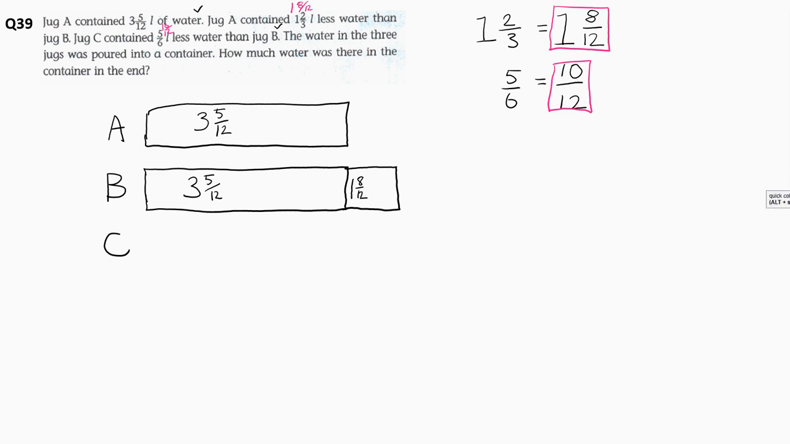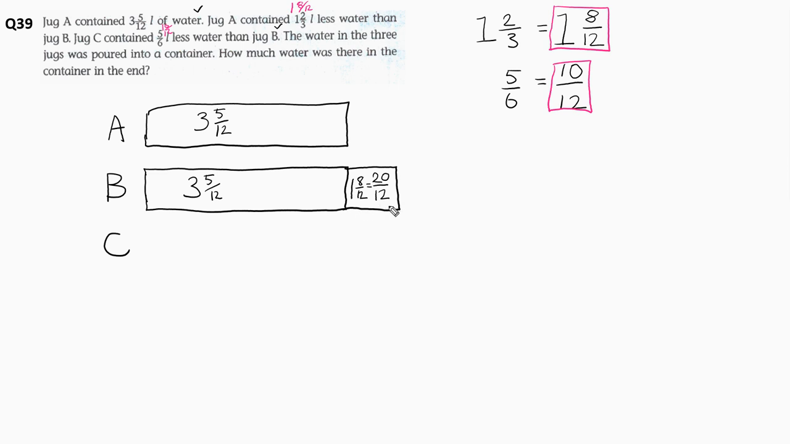10 twelfths. We can see that, in fact, let's change this 1 and 8 twelfths. We're going to change it from a mixed number to an improper fraction. How many twelfths are in 1? Well, there's 12 twelfths in 1. Okay, 12 plus 8 is 20. So I am actually going to make this 20 twelfths. Okay, that's what this part is worth. And we're told that jug C contained 10 twelfths less water than jug B.